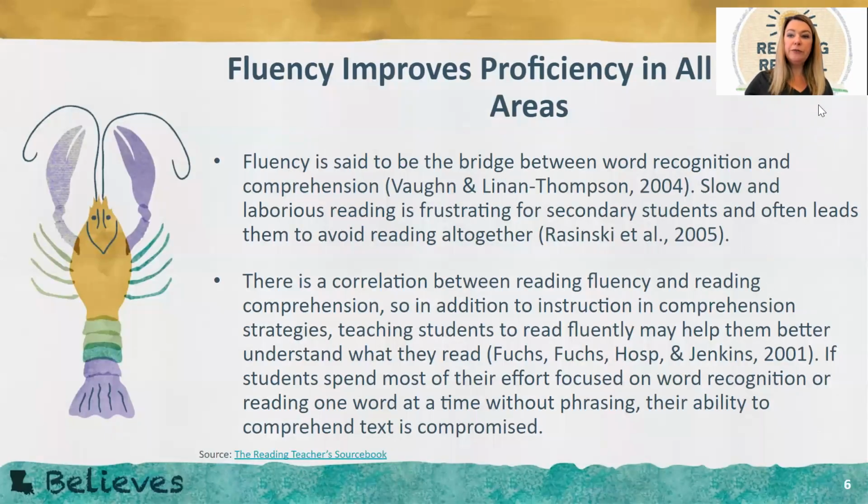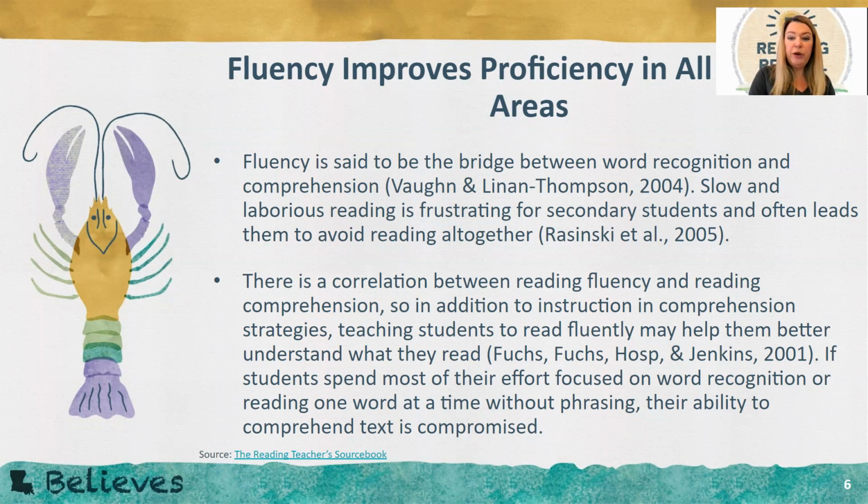So fluency improves proficiency in all content areas. Fluency is said to be the bridge between that upper and that lower strand, between word recognition and comprehension. And slow and laborious reading is frustrating for secondary students, and it often leads to them avoiding reading altogether. These are our students who are not going to raise their hand typically, unless they feel super comfortable to read. These are the ones that we're going to have to kind of stay on to do their independent reading if that's assigned. So we want to help students become better with this so that they become not just able, but want to read more.